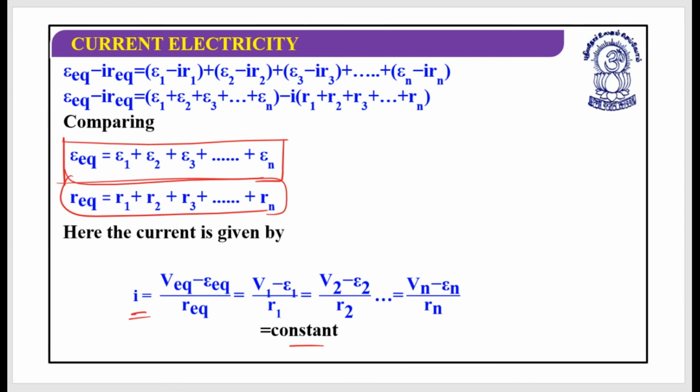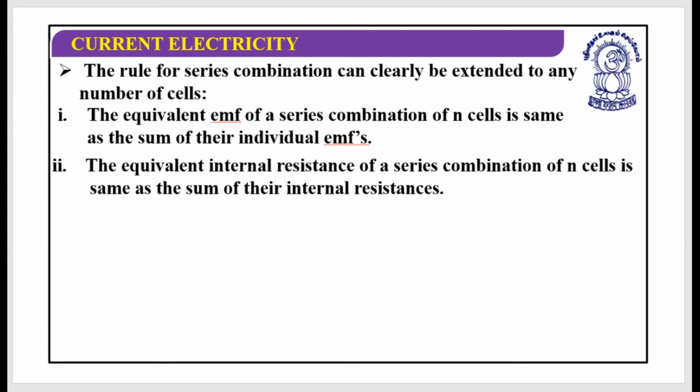And my current would be constant. How could I calculate it? It's V minus E by R, that I understand. I hope this is clear. Is it clear? Any doubts on this? Let's conclude and summarize certain things. These are very, very important from a competitive examination point of view. Please remember.